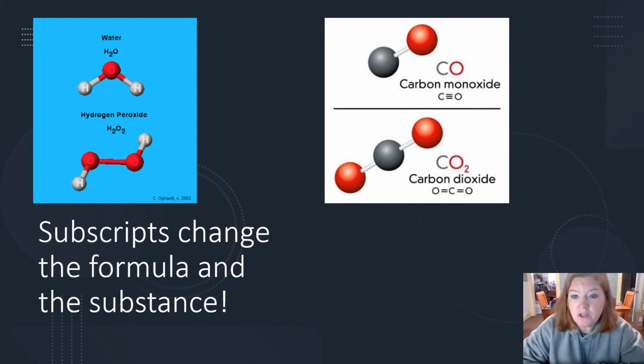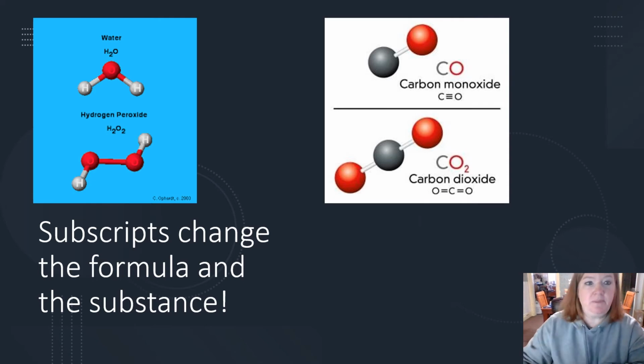Subscripts change the formula and change the substance. So you can't just willy-nilly go around changing subscripts because H2O is water, but H2O2 is hydrogen peroxide. You don't want to drink that, okay? CO is carbon monoxide, a toxic, deadly gas. Carbon dioxide is CO2.